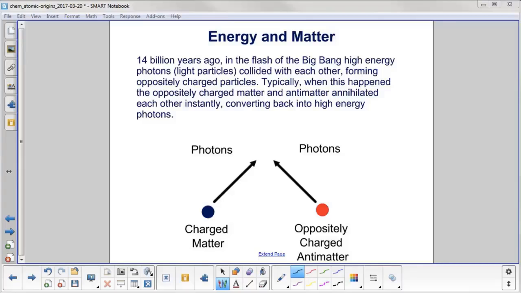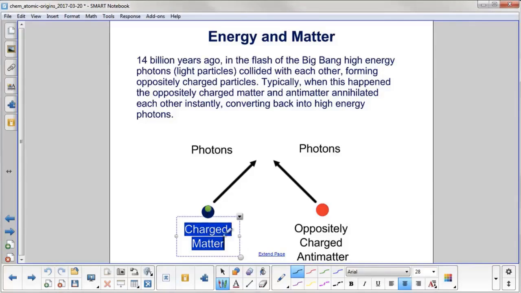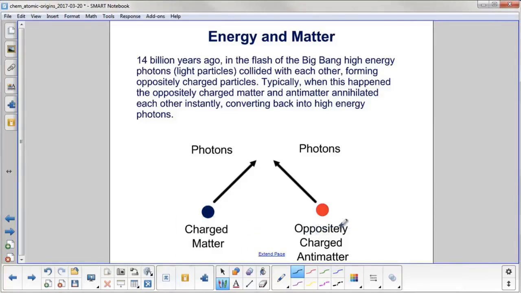14 billion years ago, or 13.7 billion years ago, in the flash of the Big Bang, high-energy photons, which is another name for light particles, collided with each other, forming oppositely charged particles. Here's your charged matter over here, and then here would be your oppositely charged antimatter. Typically when this happened, the oppositely charged matter and antimatter annihilate each other instantly. So let's call this positive matter, this is antimatter. They would be formed from the photons, they'd hit each other and turn back into photons, very high energy photons.